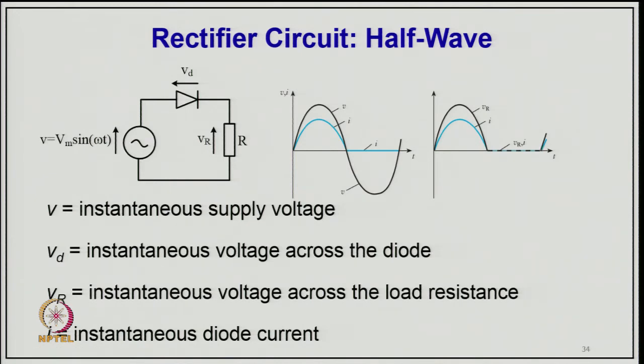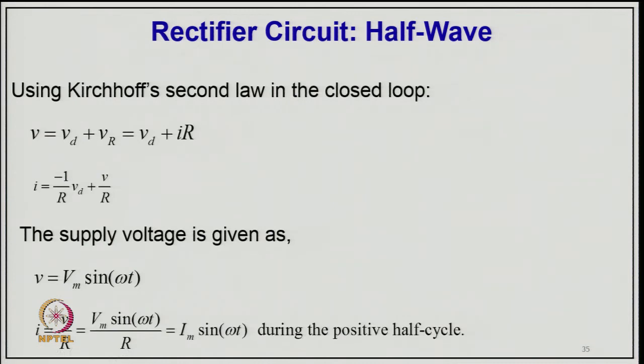So, we can say v is the instantaneous input supply voltage, v_D is the instantaneous voltage across the diode, that is typically only 0.7 V when conducting, or it will be the full voltage across it when blocking, and this is the instantaneous voltage across the load resistance, and this is the instantaneous current through the diode. Using Kirchhoff's second law for the closed circuit, we can say v equals v_D plus i R, or we can calculate i equals minus v_D upon R plus v upon R, where the supply voltage v equals V_m sin omega t. So i equals V_m sin omega t by R, or I_m sin omega t, during the positive half cycle, considering that the diode voltage drop is very small compared to V_m.